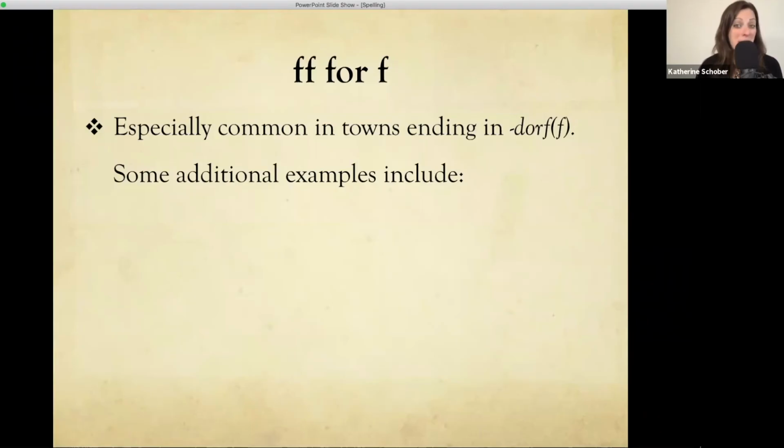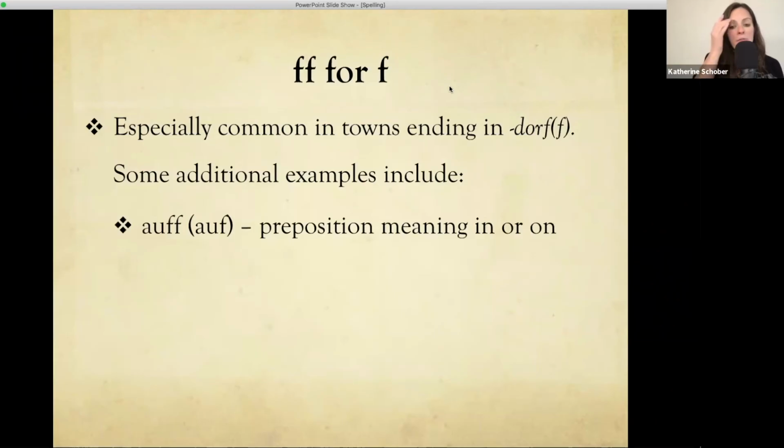And if you can't find it with a double F on a map, don't worry. Remember, that's just an old-fashioned spelling. It probably only has one F today. It will still be the same town. Some additional examples are auf, the preposition, meaning in or on. So you might see that with two Fs instead of one.